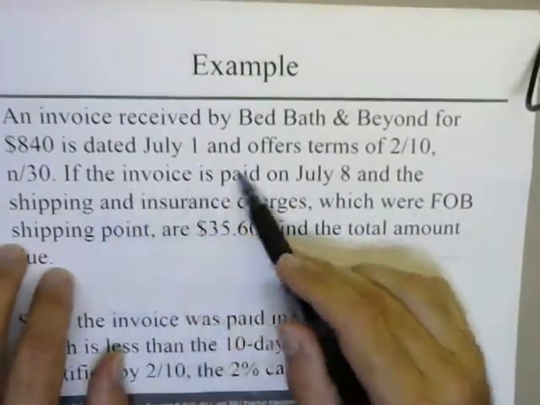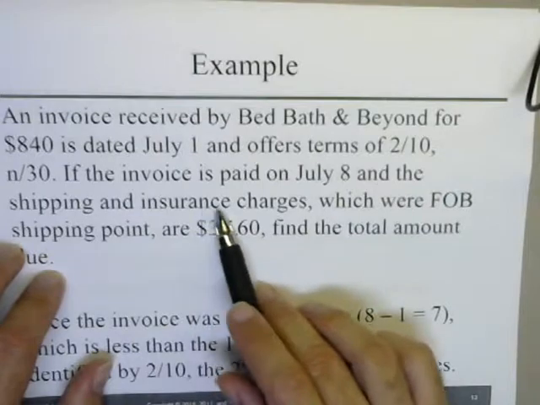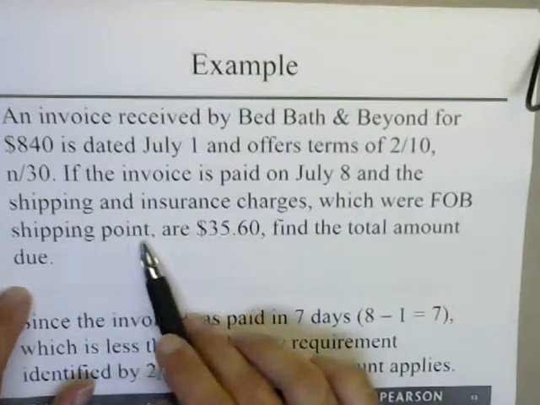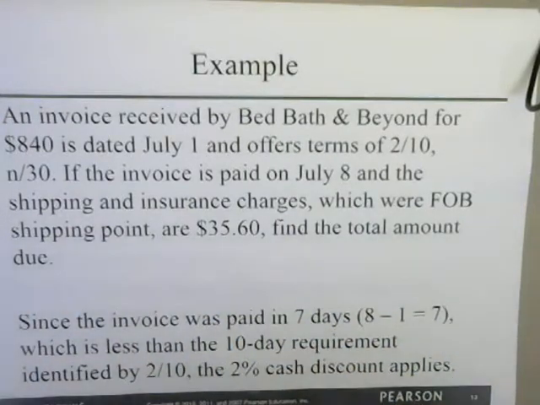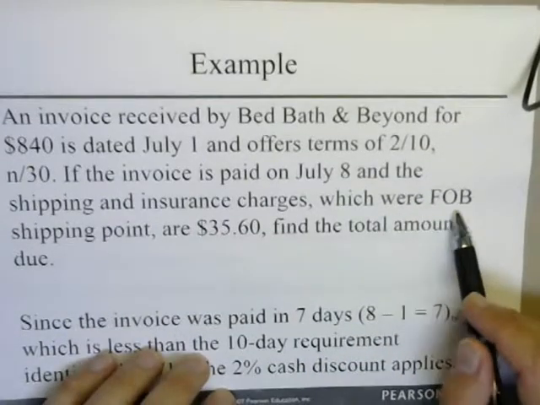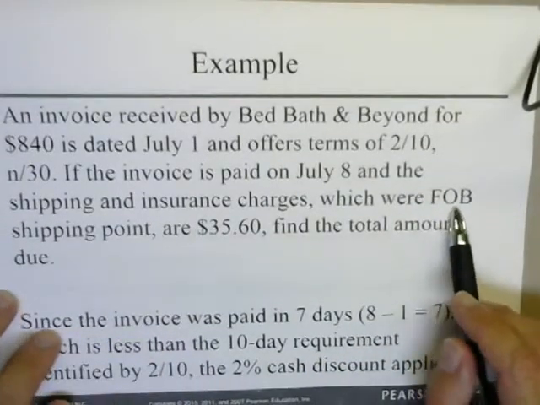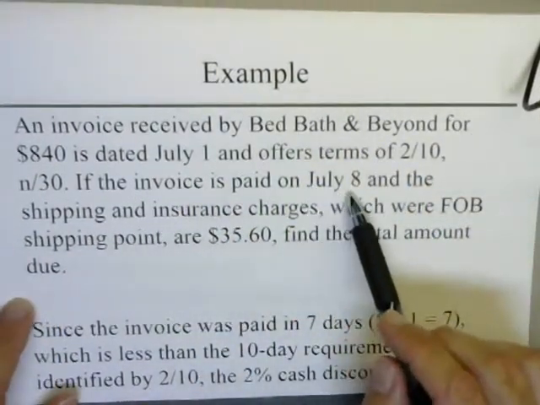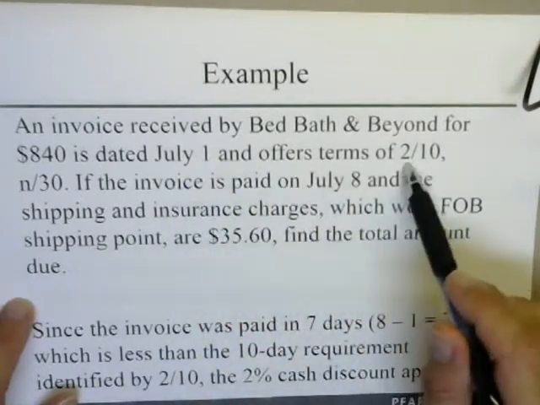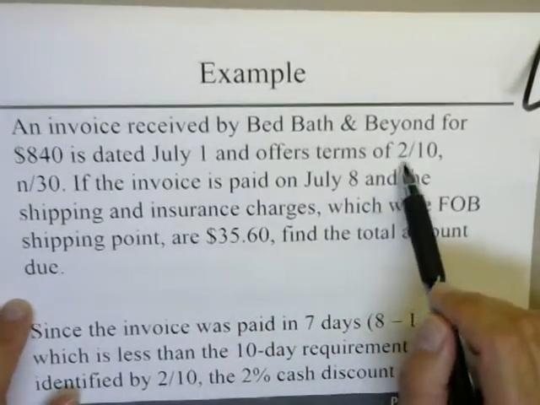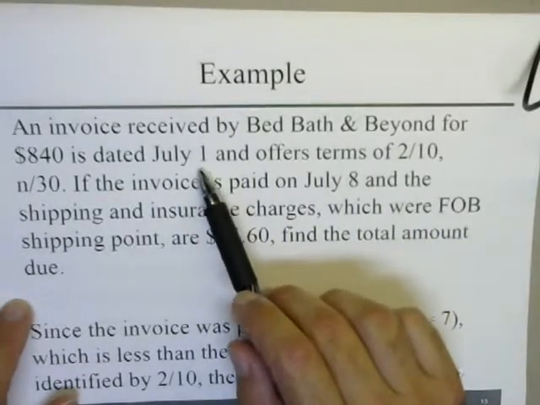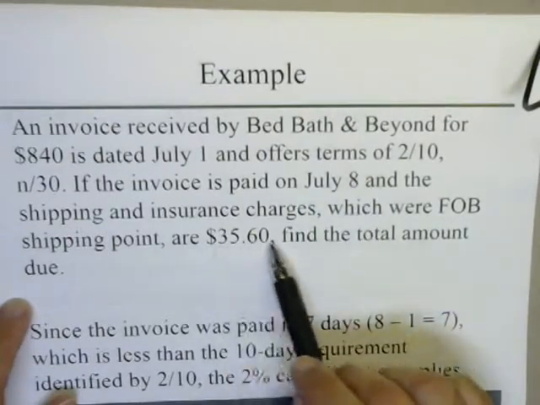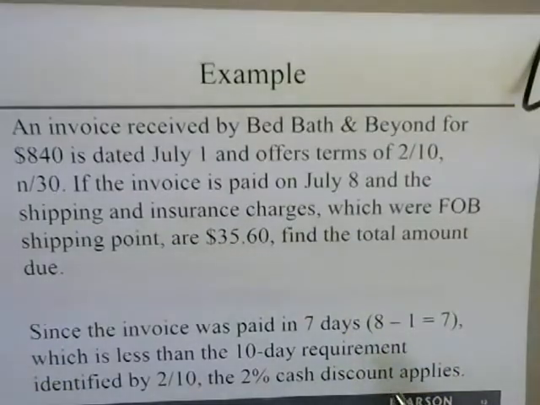So if the invoice is paid on July 8th, and the shipping and insurance charges, which were FOB at the shipping point, are $35.60, find the total amount due. Remember, FOB means free on board ship. So when is July 8th? Well, the date by which they should get the 2% discount would be 10 days after July 1st, so that would be July 11th. So they should get the 2% discount, but then they also have to pay the $35.60 for the shipping and insurance.